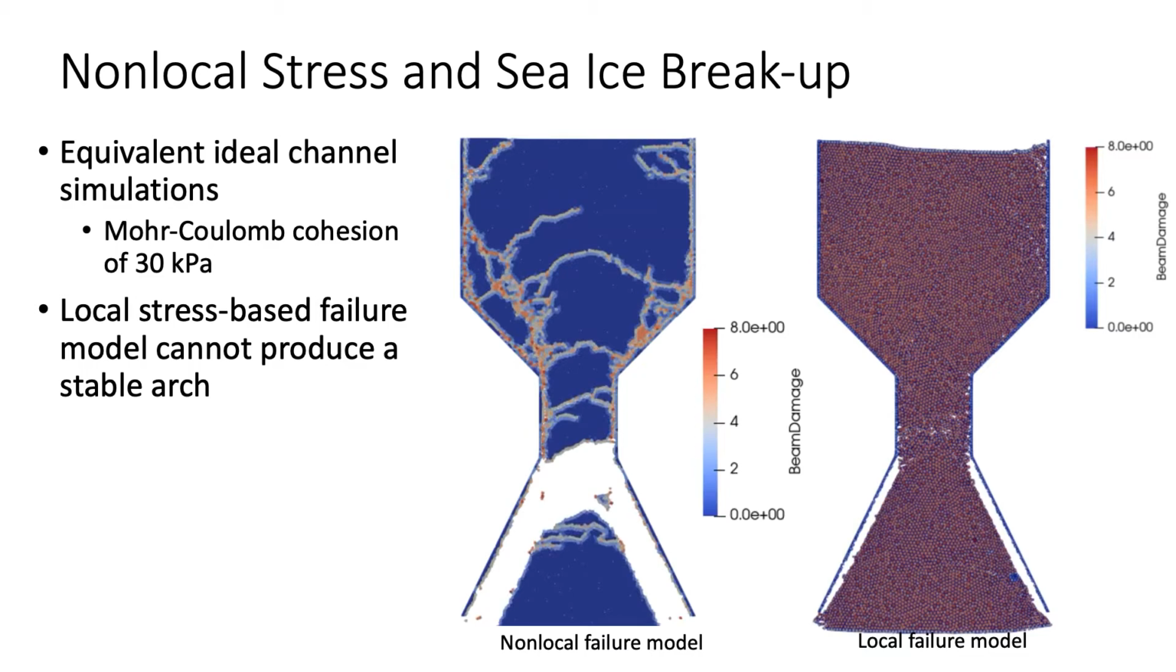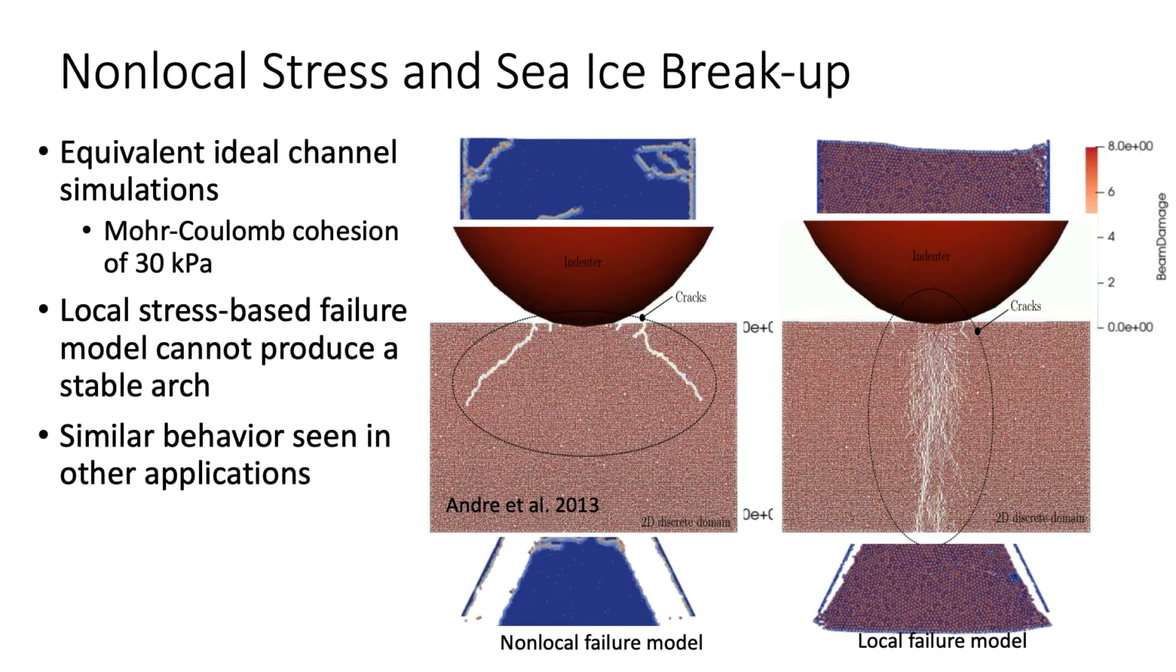And this might be resolved if the local model has some sort of softening post-failure, but right now what we do is we just break it, so it's a very brittle behavior where we reach some sort of criterion in stress, and then the beam breaks. We want to look into this a little bit more, but these initial results are interesting. This has also been seen in other areas of research.